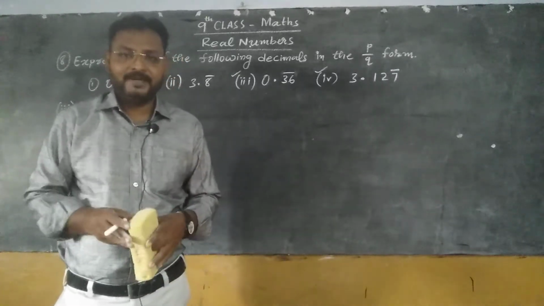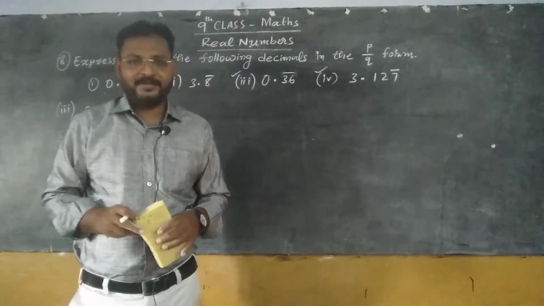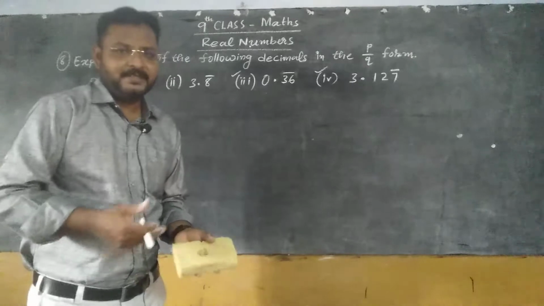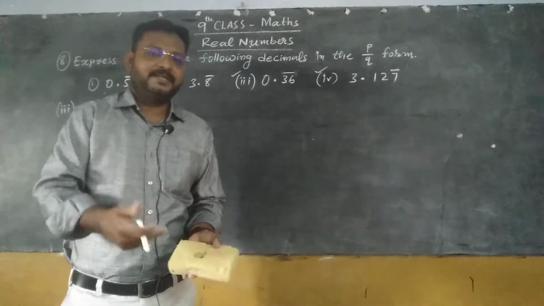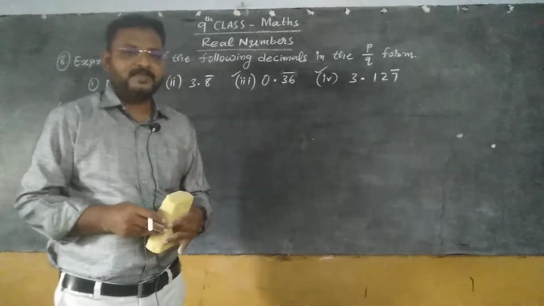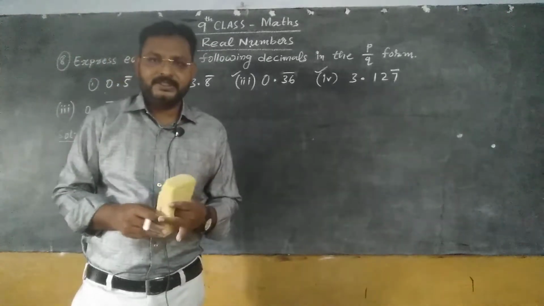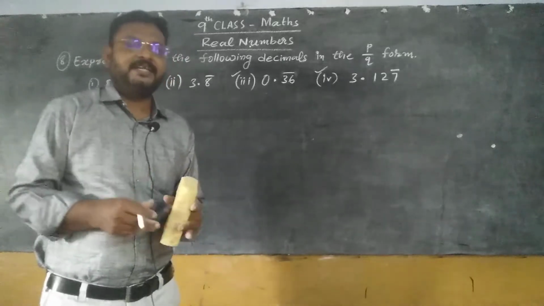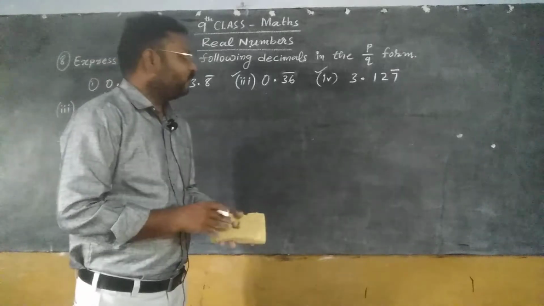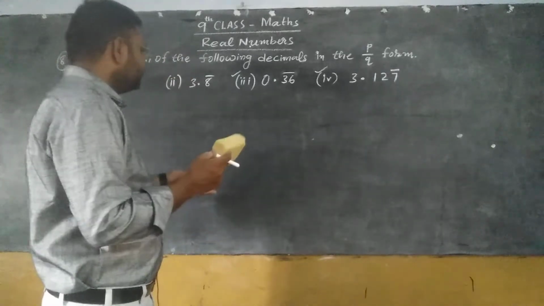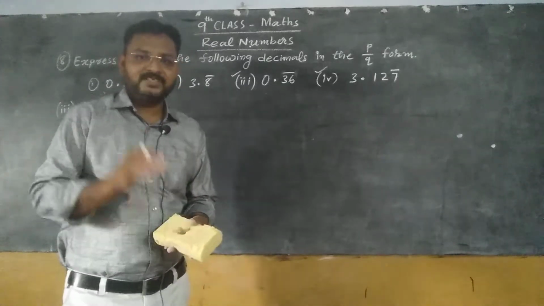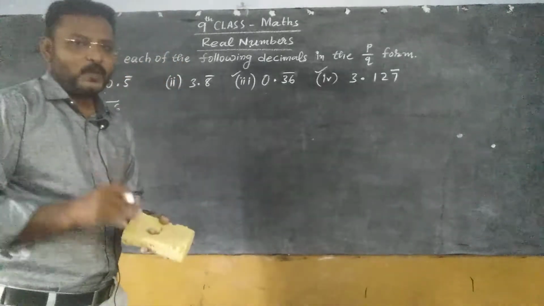P by q form means it is a rational number, we know about it. So how do we express non-terminating repeated decimals in the p by q form? We have some important procedures. Already we learnt this in 8th class. Again we are repeating this, so shall we discuss the third and fourth problems. Firstly the third problem.